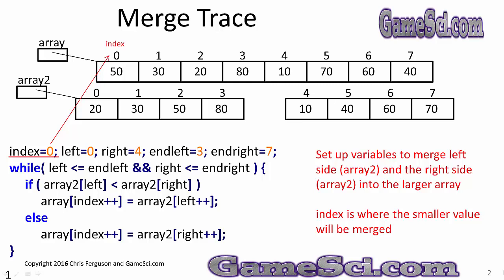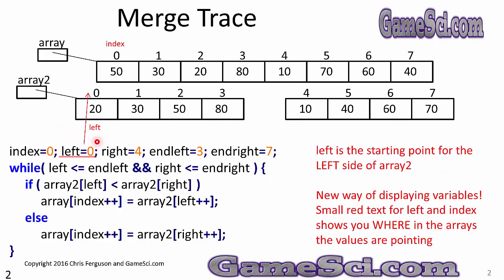So here's the code. We're going to need to set up some variables to merge the left side of array 2 and the right side of array 2 into the larger array. Index is where the smaller value will be merged. Index is the location where we want to move the smallest number we can find into that location.